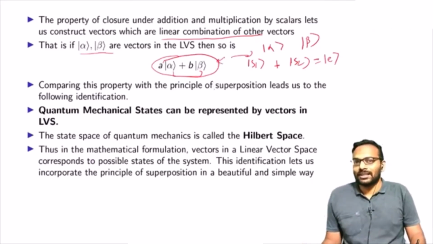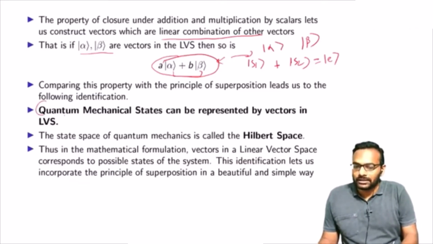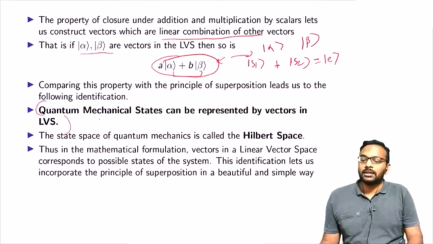They sound very similar, so why don't we just make this identification? We just compare these two statements, they look very similar. Let's just say quantum mechanical states can be represented by vectors in linear vector space. Because of the similarity, we are just trying this possibility, that quantum mechanical states can actually be represented by vectors in linear vector space.